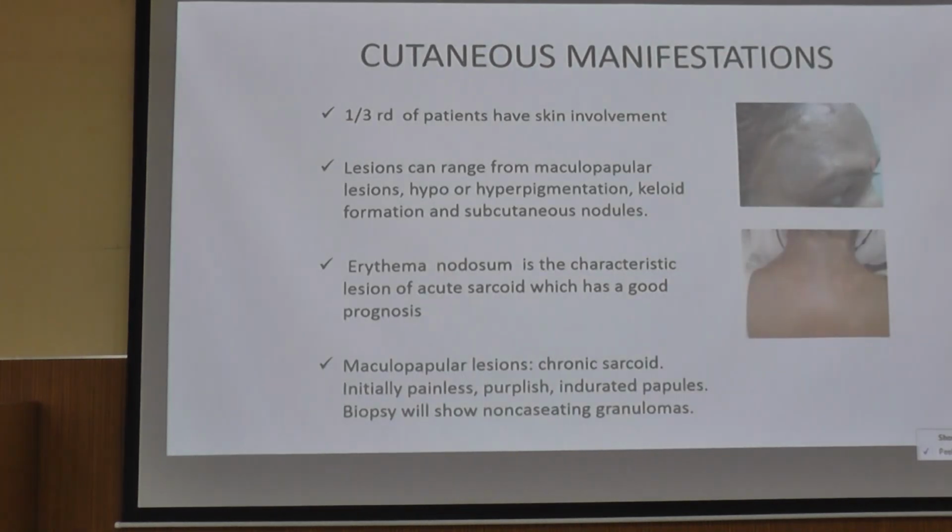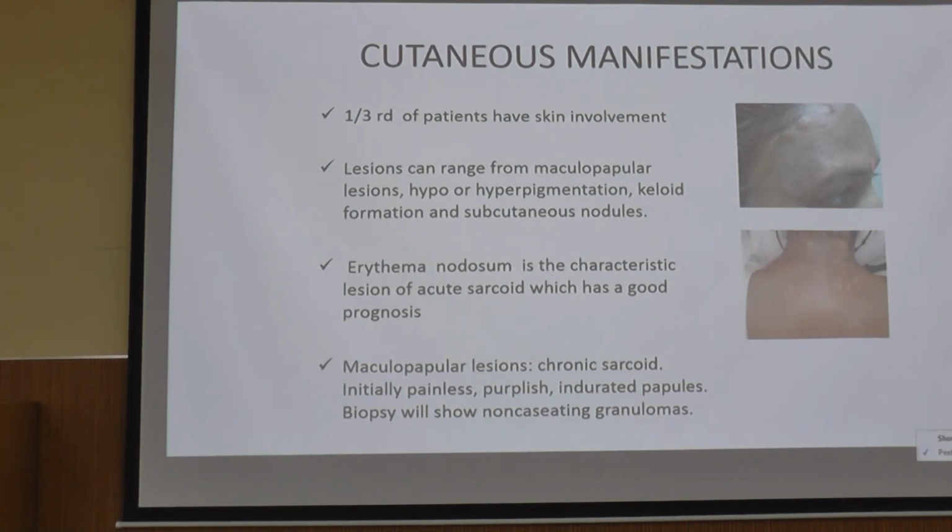Cutaneous manifestations occur in one third of the patients. Maculopapular lesions are the main ones, apart from hyperpigmentation; erythema nodosum we already talked about. The maculopapular lesions indicate chronic sarcoidosis. They are there for a long time, so people are not bothered about the lesion at all. Initially the lesion will be painless, probably an indurated papule. Later on, the induration may be lost and the color may change. As time goes on, it may become more brownish.